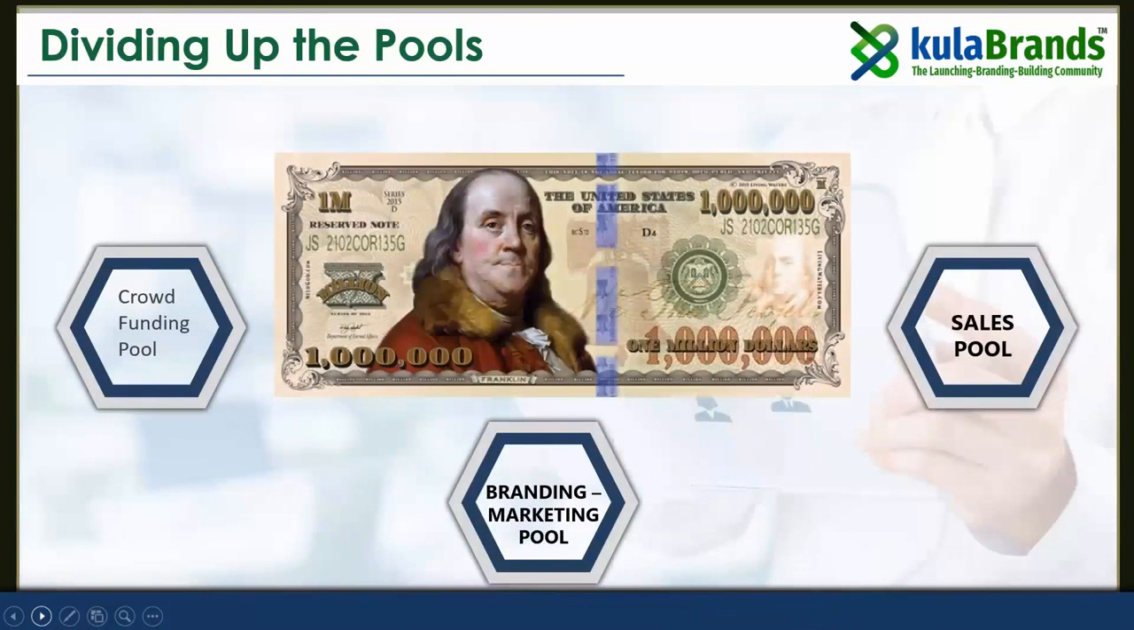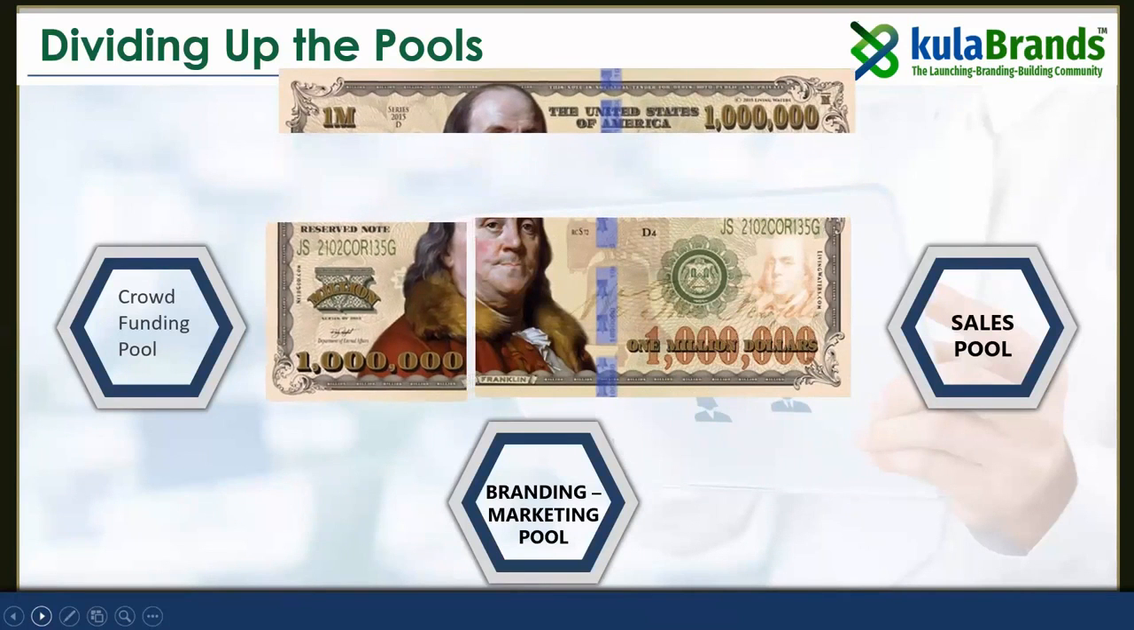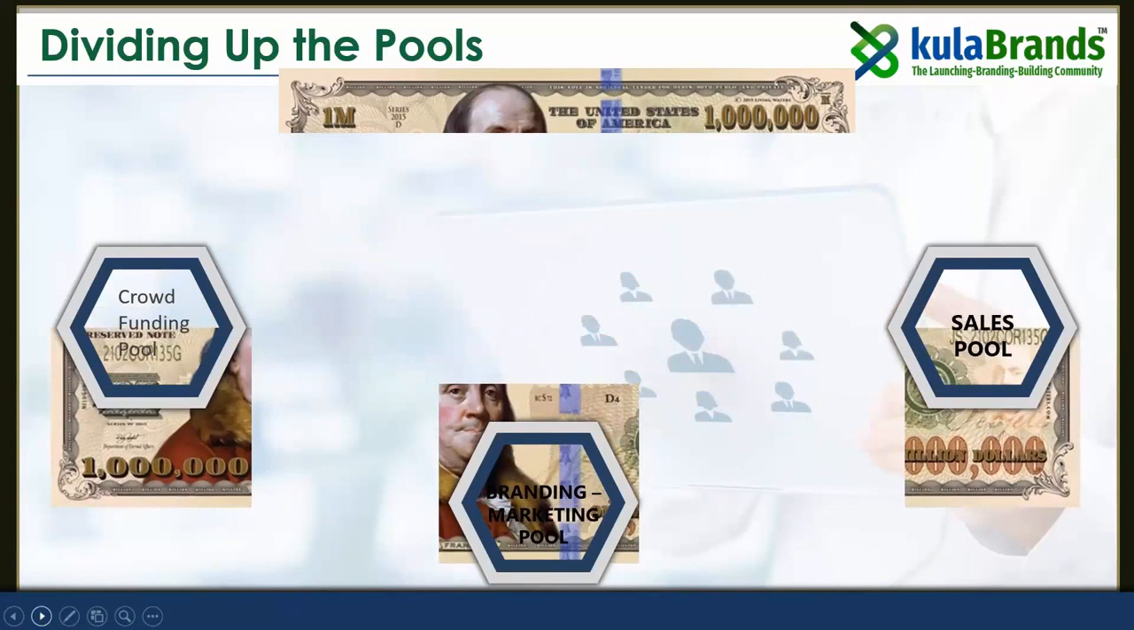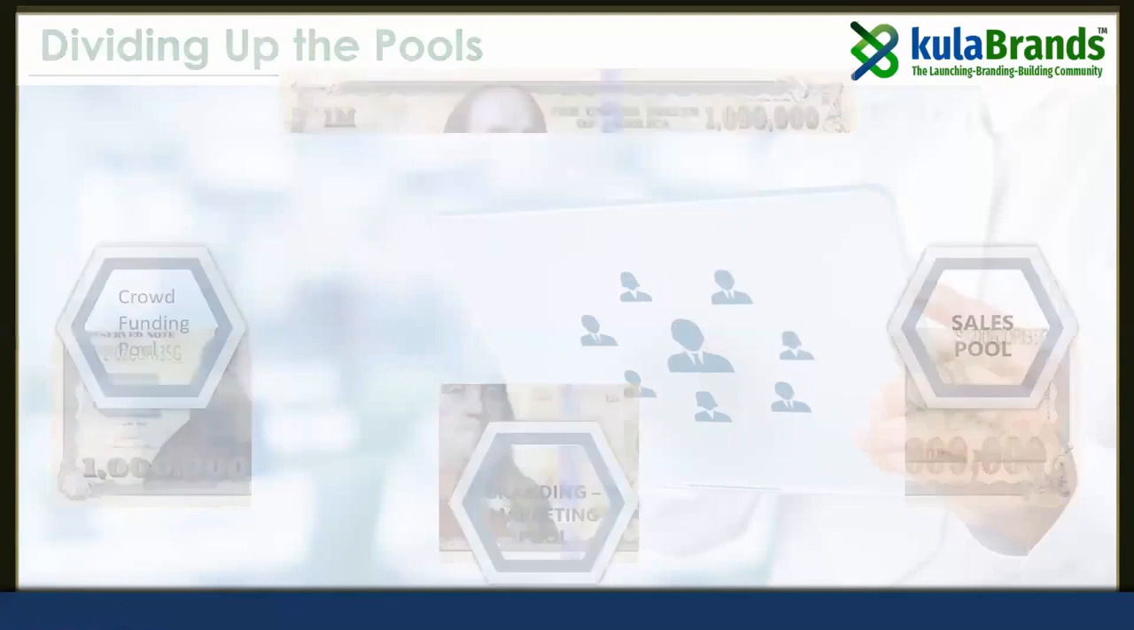So how does the money actually get divided up? It's simple, guys. With the 3 pools that are there, first of all, kulaBrands takes a small piece of the royalty right off the top. The rest of the balance is split up between the 3 pools. So a third going into the crowdfunding pool, a third going into the branding and marketing pool, and a third going into the sales pool. So kulaBrands takes 20% or less of the royalty. 80% or more is actually paid back out to the community.